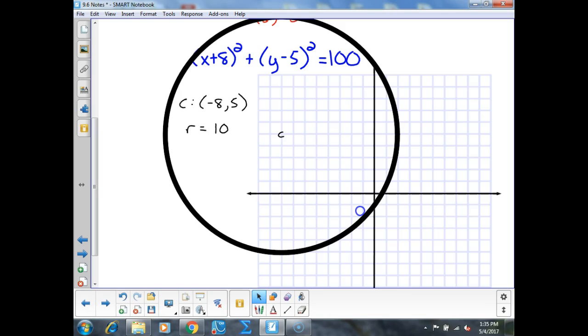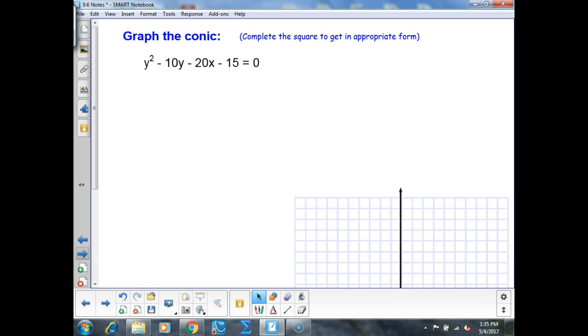That's it for that one, because circles, there's really nothing to them. Centers and radiuses is all you need. Yep. Okay. Try that one.